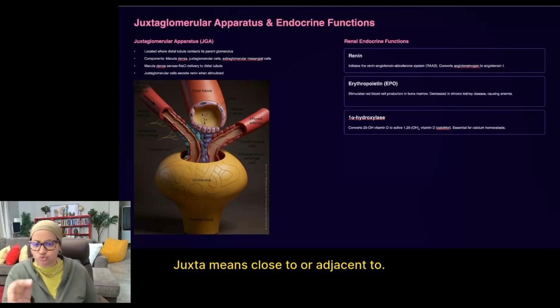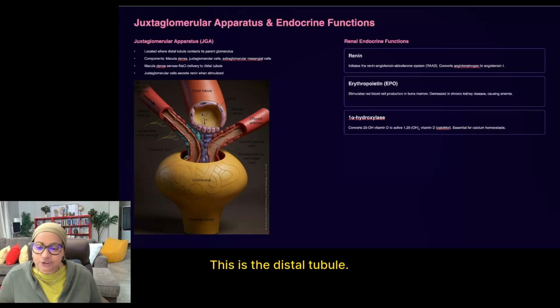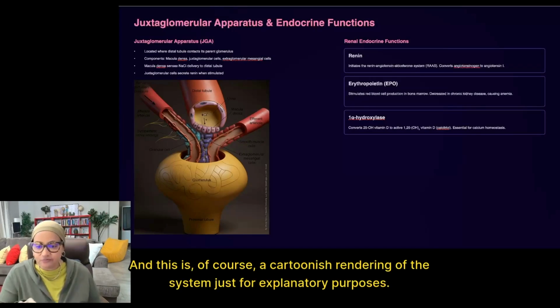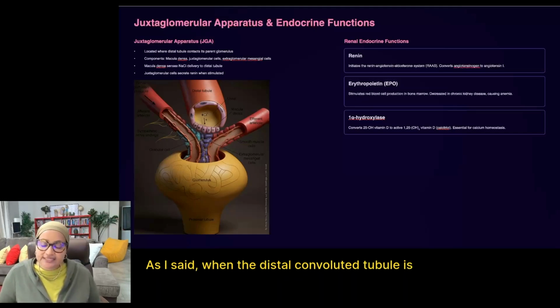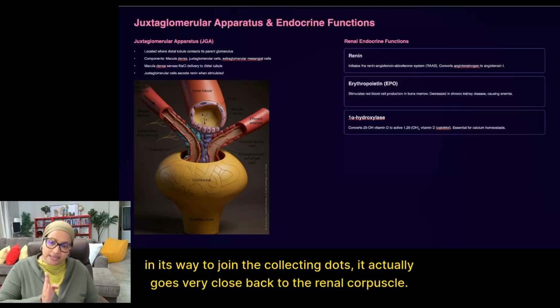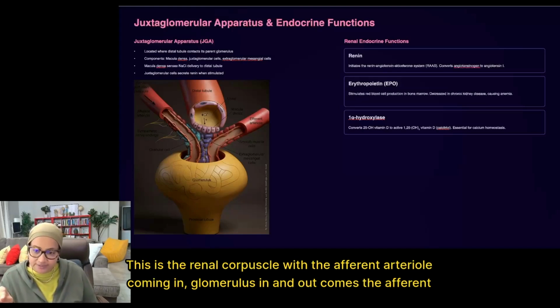Juxta means close to or adjacent to. Look at this. This is the distal tubule, okay? And this is, of course, a cartoonish rendering of the system, just for explanatory purposes. As I said, when the distal convoluted tubule is on its way to join the collecting ducts, it actually goes very close back to the renal corpuscle. This is the renal corpuscle, with the afferent arteriole coming in, glomerulus in, and out comes the efferent arteriole.